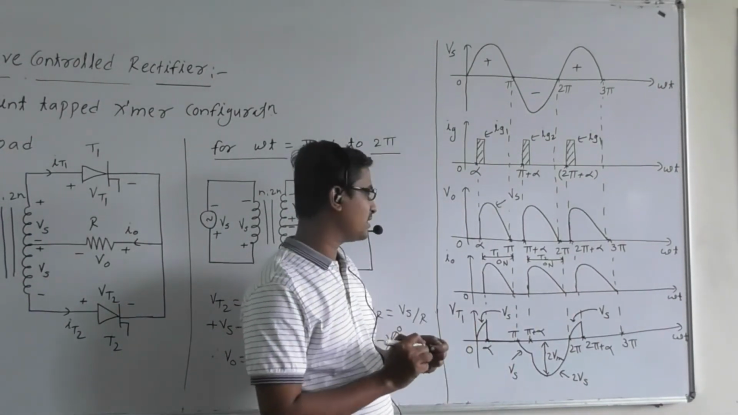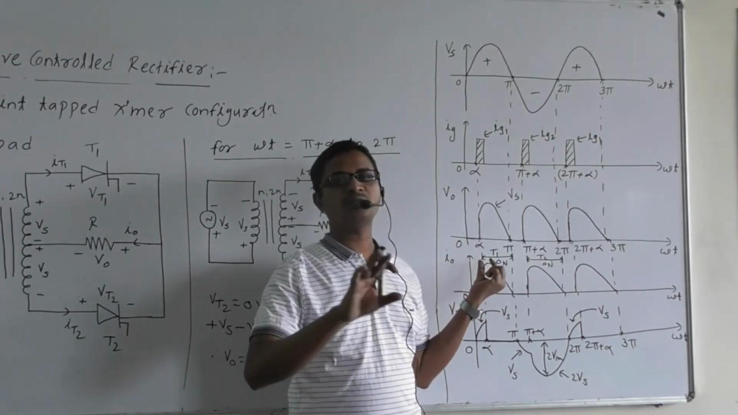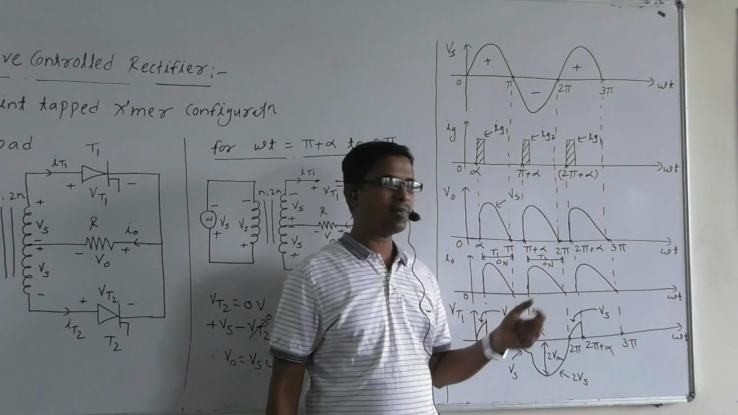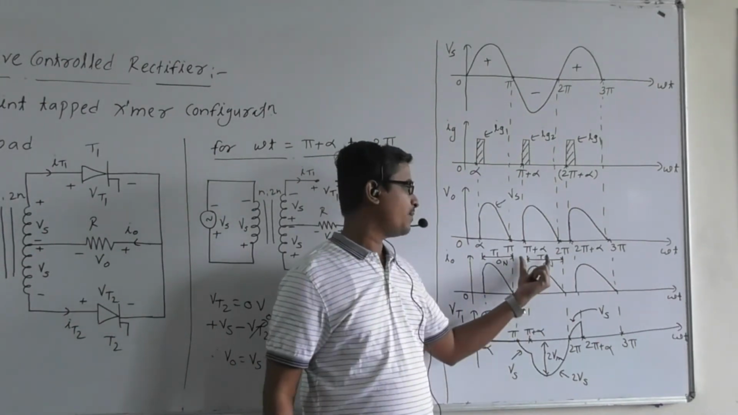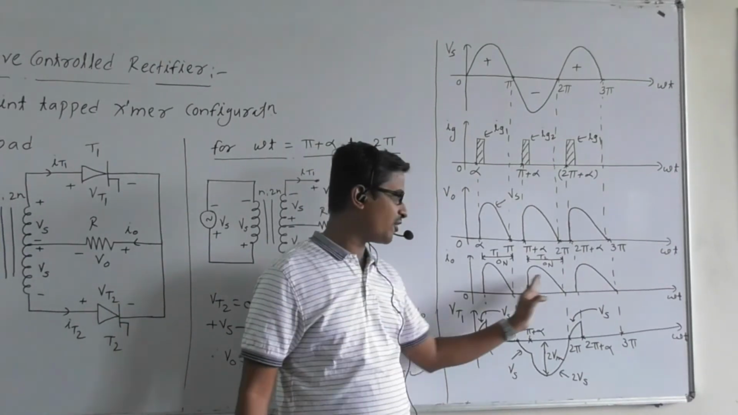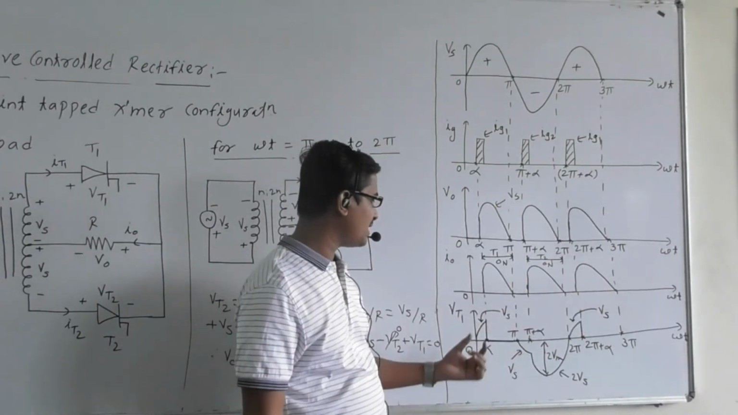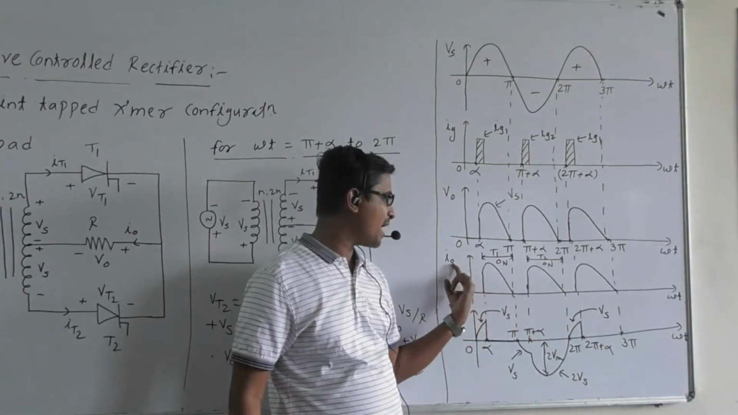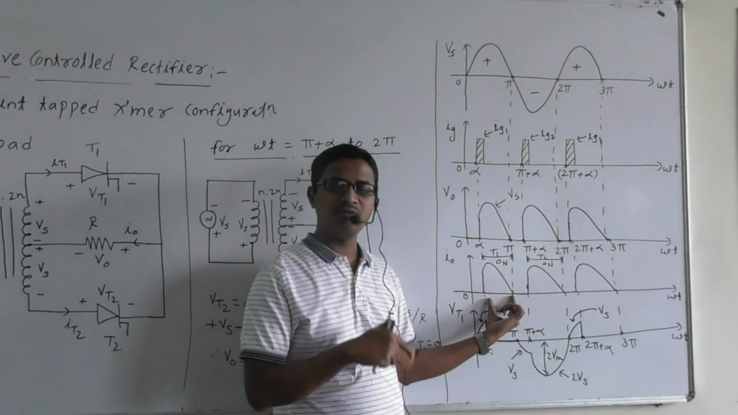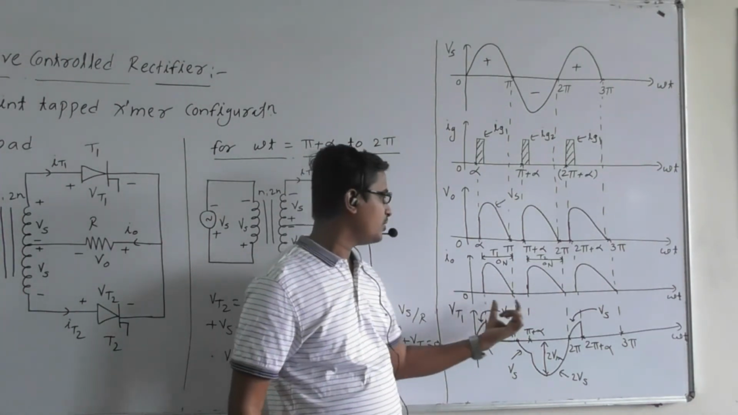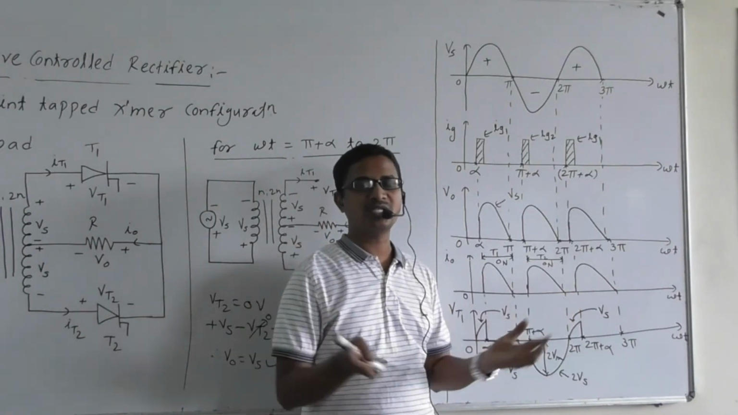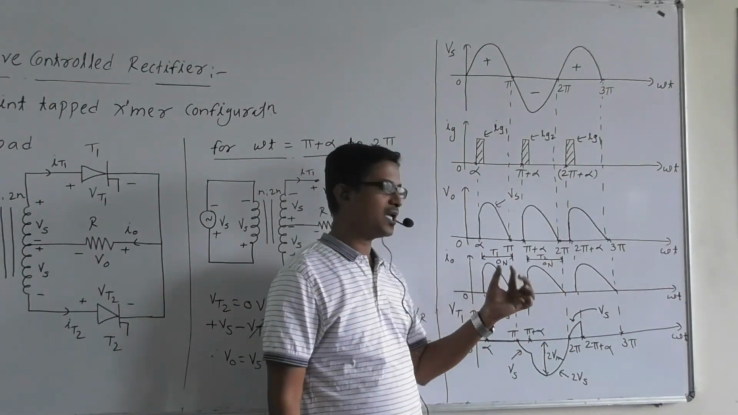So the conduction will be like this: 0 to alpha, none of the switches will be in the on state. Alpha to pi, T1 conducts. Pi to pi plus alpha, none of the switches conducts. Pi plus alpha to 2 pi, T2 conducts. Okay, so if this is the waveform for I0, can we say that whatever the waveform of I0 from alpha to pi, it will be the same as that of the IT1 waveform also, right? But during pi plus alpha to 2 pi, what is IT1? IT1 will be 0 because T1 conducts only for alpha to pi. So please be careful.